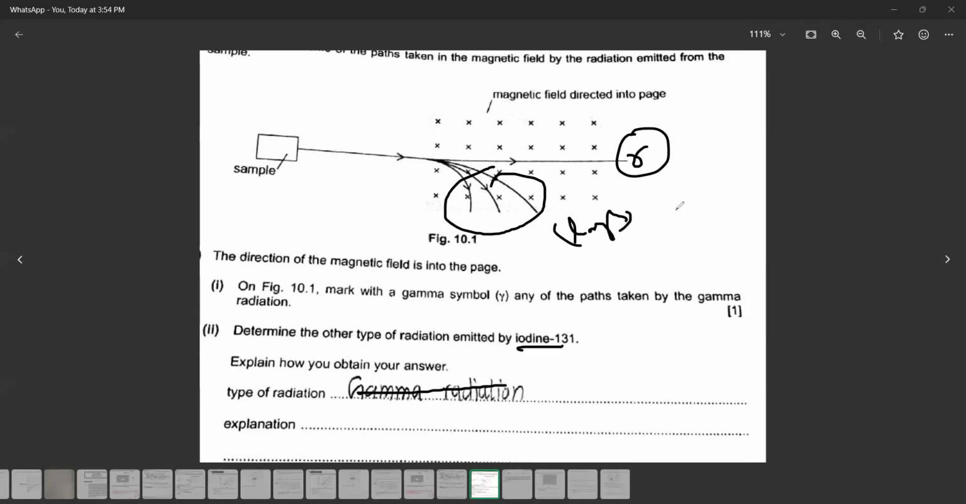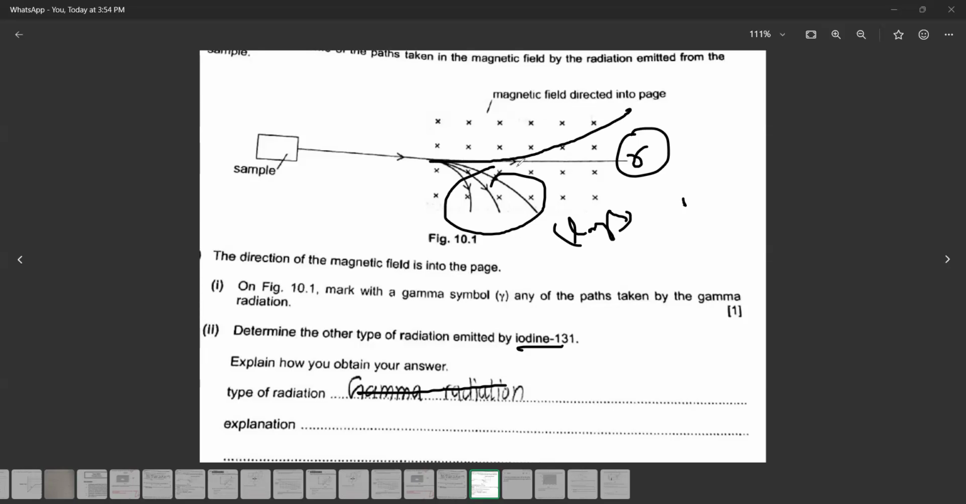We can also use the left hand rule. For a positive particle, it should go up, but it is going down, so it means it's not a positive particle, it's a negative particle. The index finger is pointing into the page, the second finger represents the direction of current, and the thumb points upward when you use the left hand. So if it was a positive particle, like an alpha, it should go up.